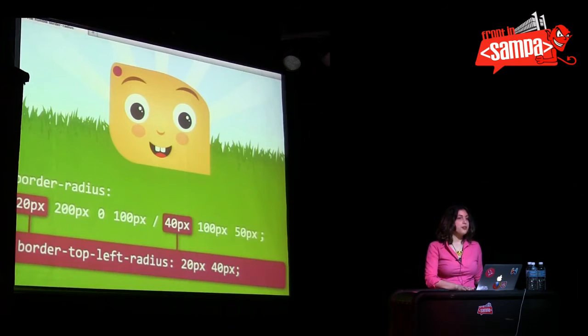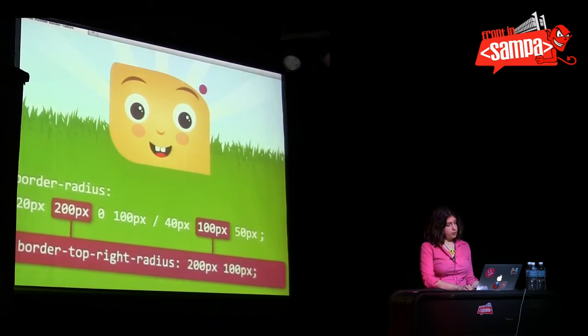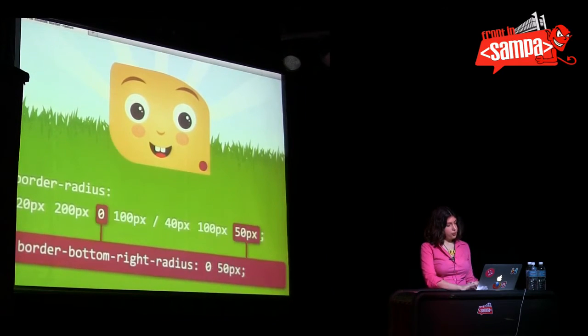So here's a summary of how the slash works. You can specify multiple values before and after the slash as well. You can specify up to 8 values if you use the full expanded form of border radius. You can specify 4 values before the slash, 4 values after the slash. Usually you don't have to. But this is how it will work. And if you want to specify different horizontal and vertical radius in the longhands, you don't use a slash. You just use white space.